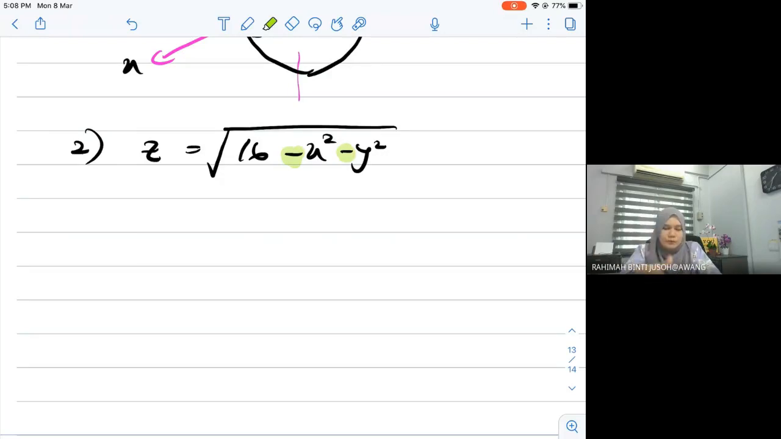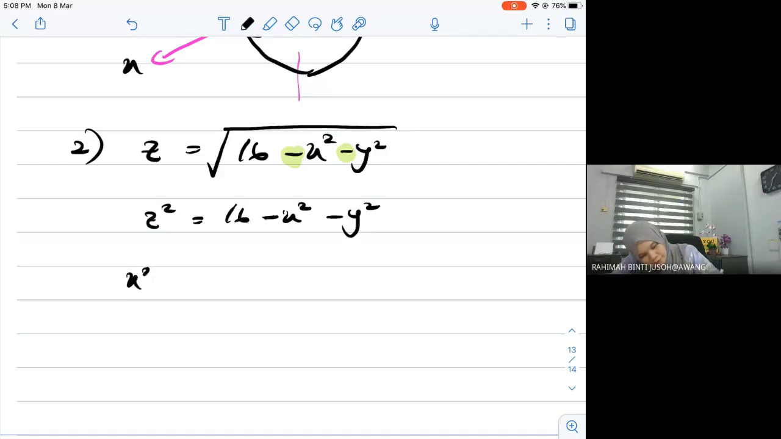Okay, so if you have this type of equation, don't panic guys. What you should do is, you need to square both sides. Make sure you squarekan kedua-dua belah ni to get the idea. So bila you dah square, hilanglah square root sign ni. So you akan dapat 16 minus x squared minus y squared. Macam ni. So next, just rearrange the position. So we will have x squared plus y squared plus z squared equals to 16. So we know that this is a sphere with radius 4.